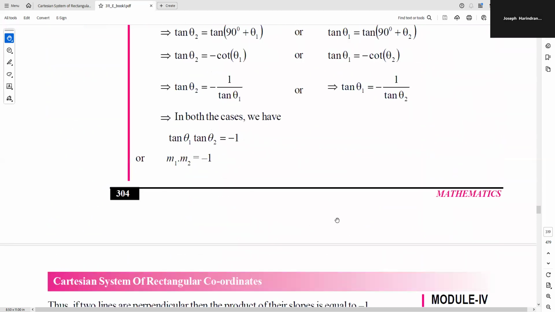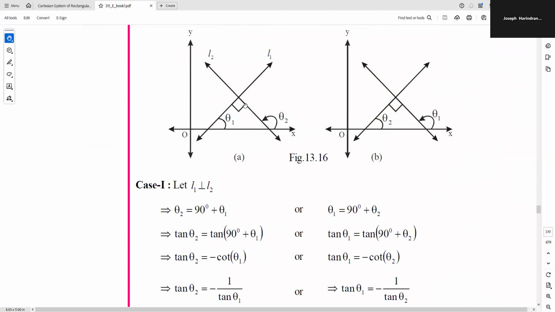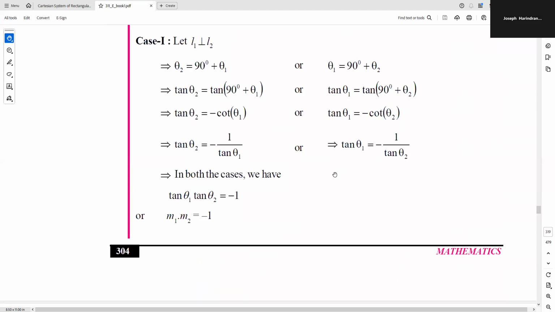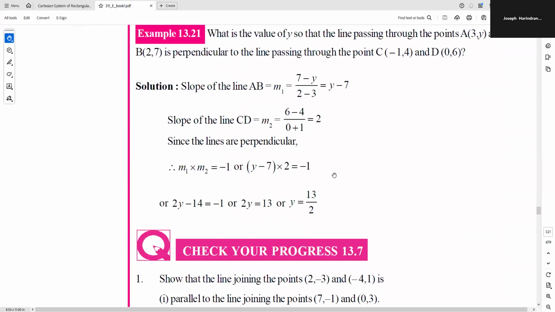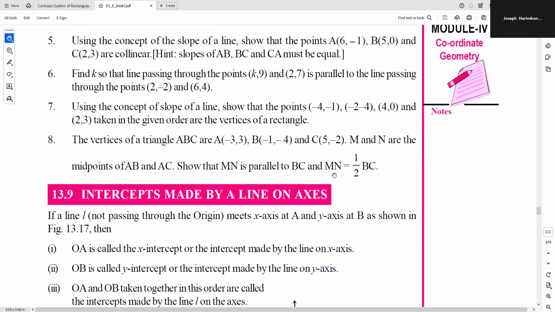So there is a right angle. The angle between the two intersecting lines is 90 degrees or not. So if the product of the slopes is equal to -1, then the lines are perpendicular to each other, using the concept of slope of a line.